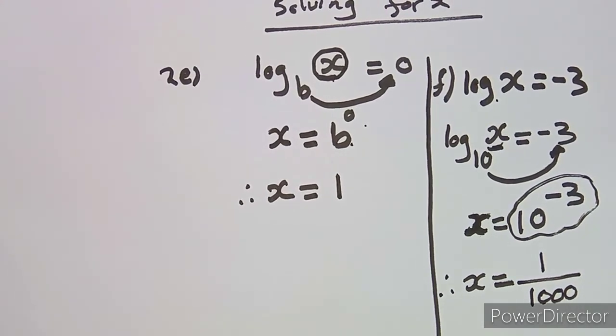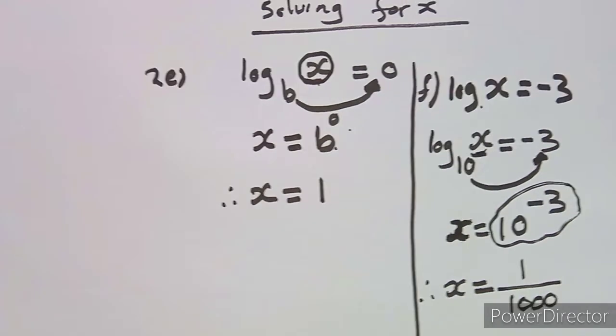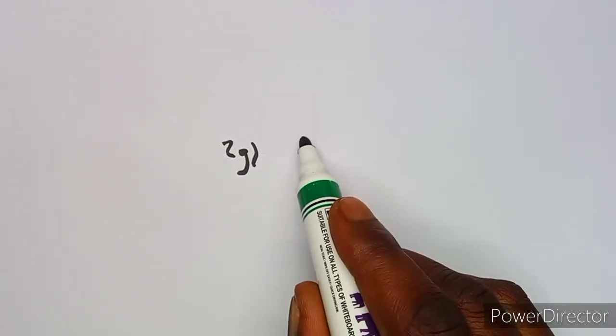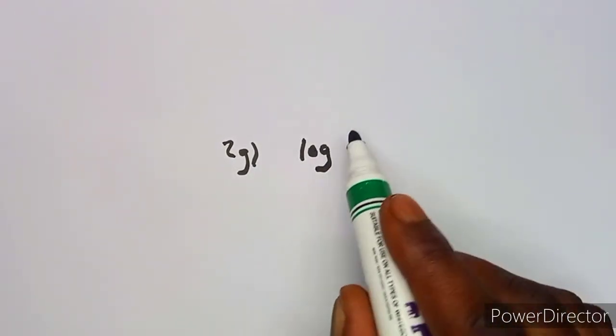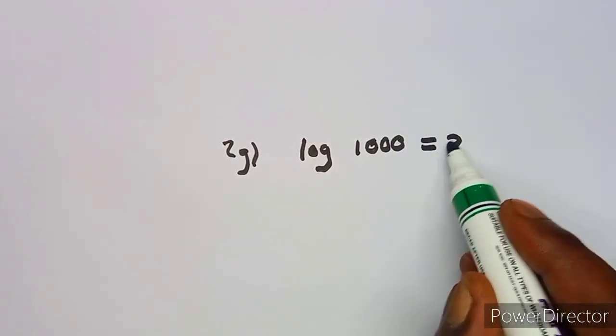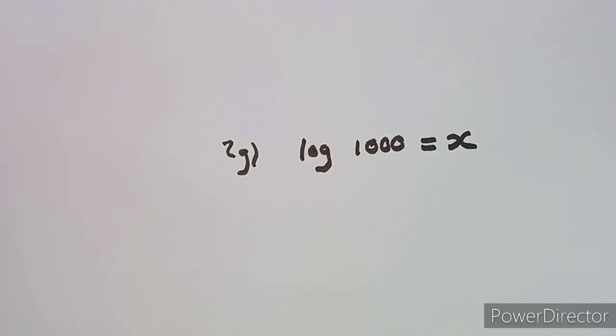All right, so that's how, guys, they ask you. Can you cross-check also on number 2g there? We have got the same thing. Okay, let's just do this. 2g, we've got the same thing because we are given this as log 1000 this time is equal to x. This time x is the answer, like that. Log 1000 is equal to x.